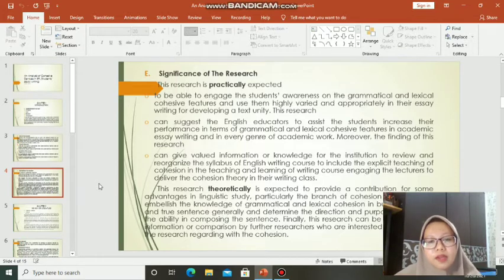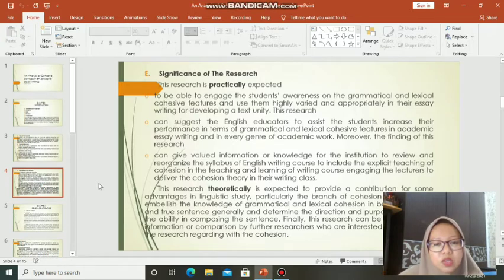Moreover, the findings of this research can give valuable information or knowledge for the institution to review and reorganize the syllabus of the English writing course, to include the explicit teaching of cohesion in the teaching and learning of writing, engaging the lecturers to deliver the cohesion theory in their writing class.